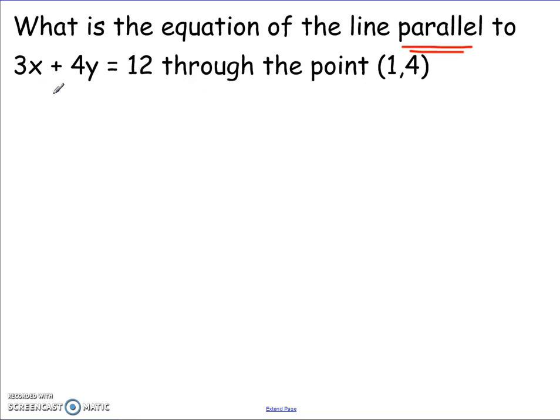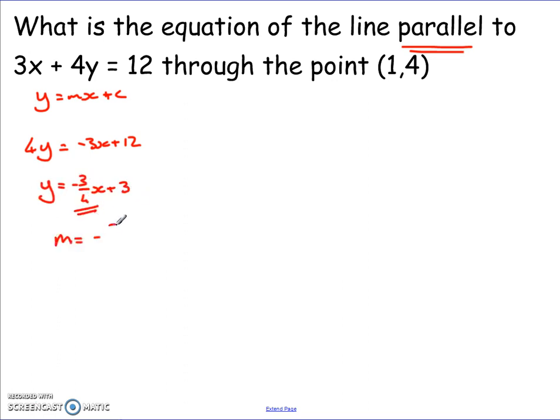So I have to rearrange this into my form y equals mx plus c, and then I'm able to read off my gradient. So take it, start to rearrange it, and I get 4y equals negative 3x plus 12. And if I divide everything by 4, I get y equals negative 3 quarters x plus 3. And there's my gradient in there.